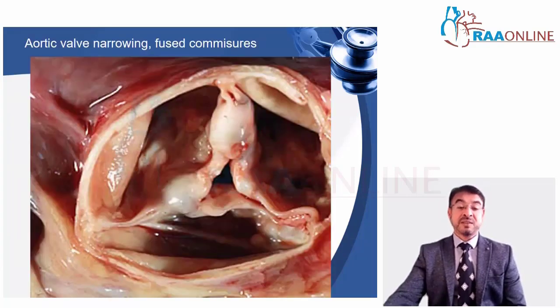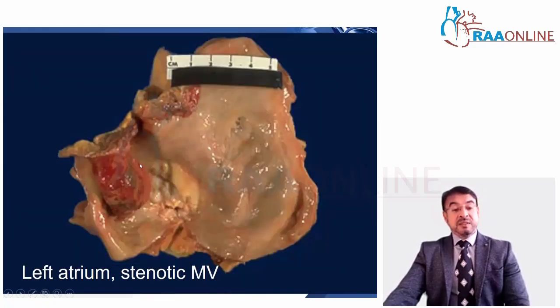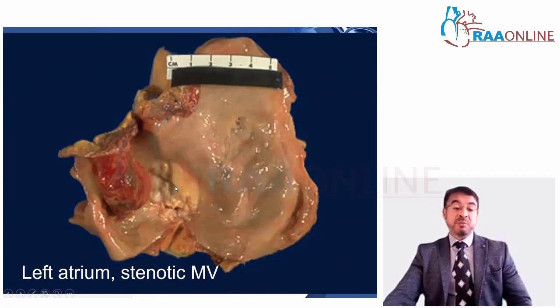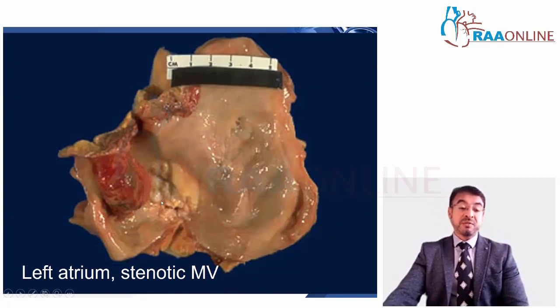So this is a gross picture, post-mortem specimen of an aortic valve where the cusps are fused. When the cusps are fused, remember, this is rheumatic heart disease. In other forms of stenosis, the cusps don't fuse. This is a left atrium which has been opened up and the camera has taken the picture from above. You can see a stenotic mitral valve.